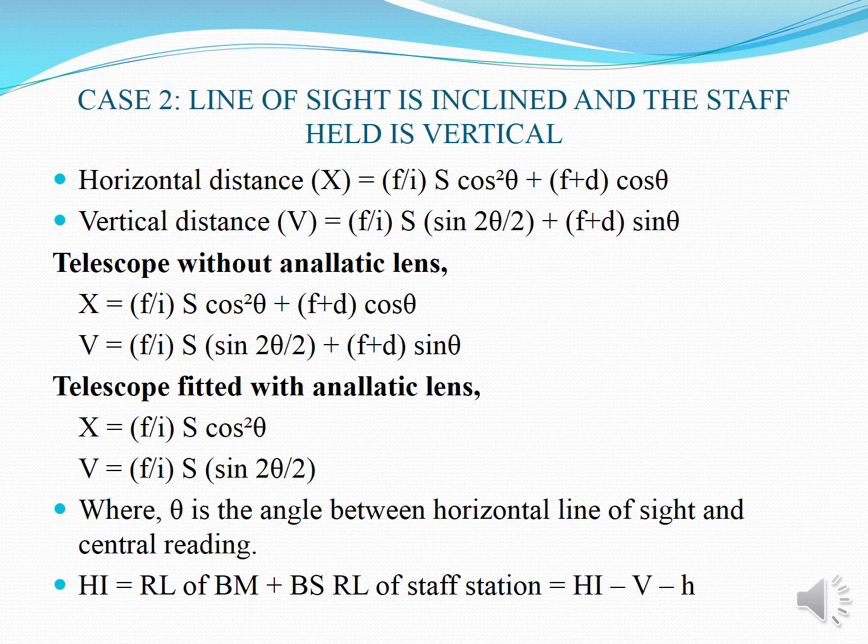And for this case the height of instrument is calculated as RL of benchmark plus backsight, and RL of staff station is equal to HI minus V, where capital V is the vertical distance, minus H.